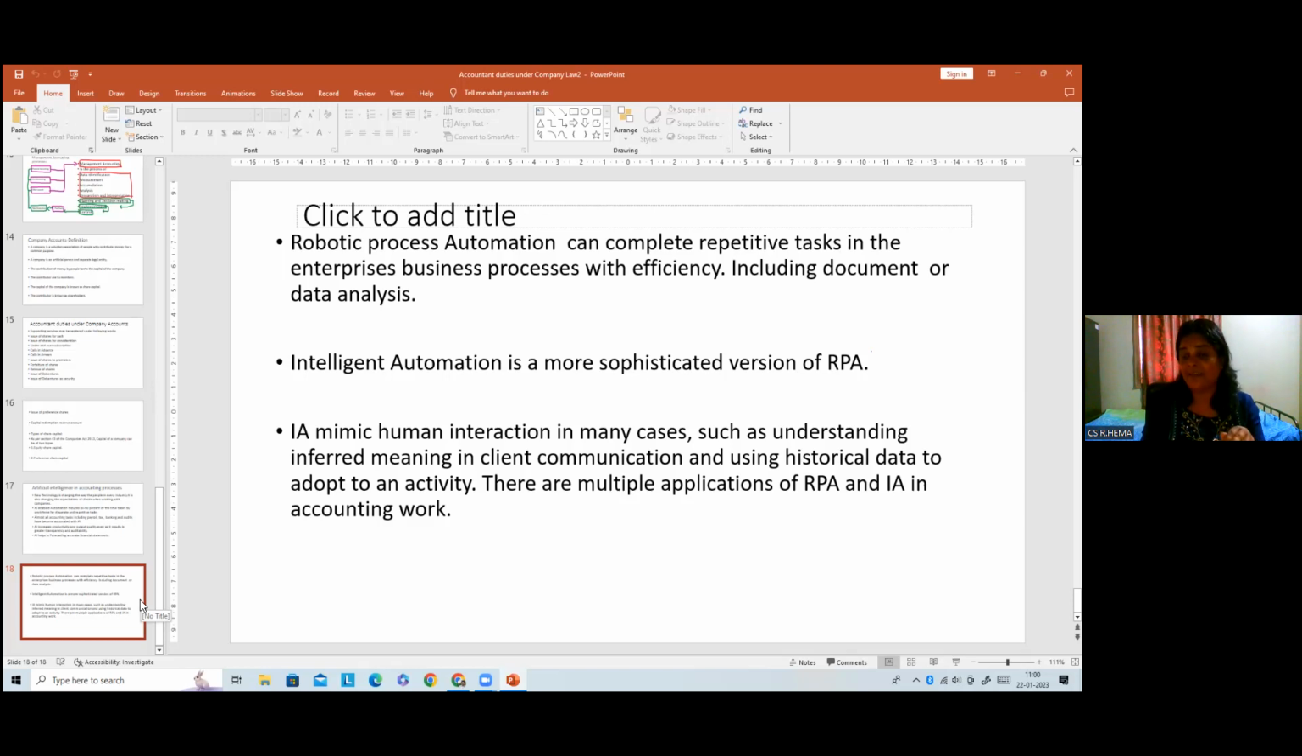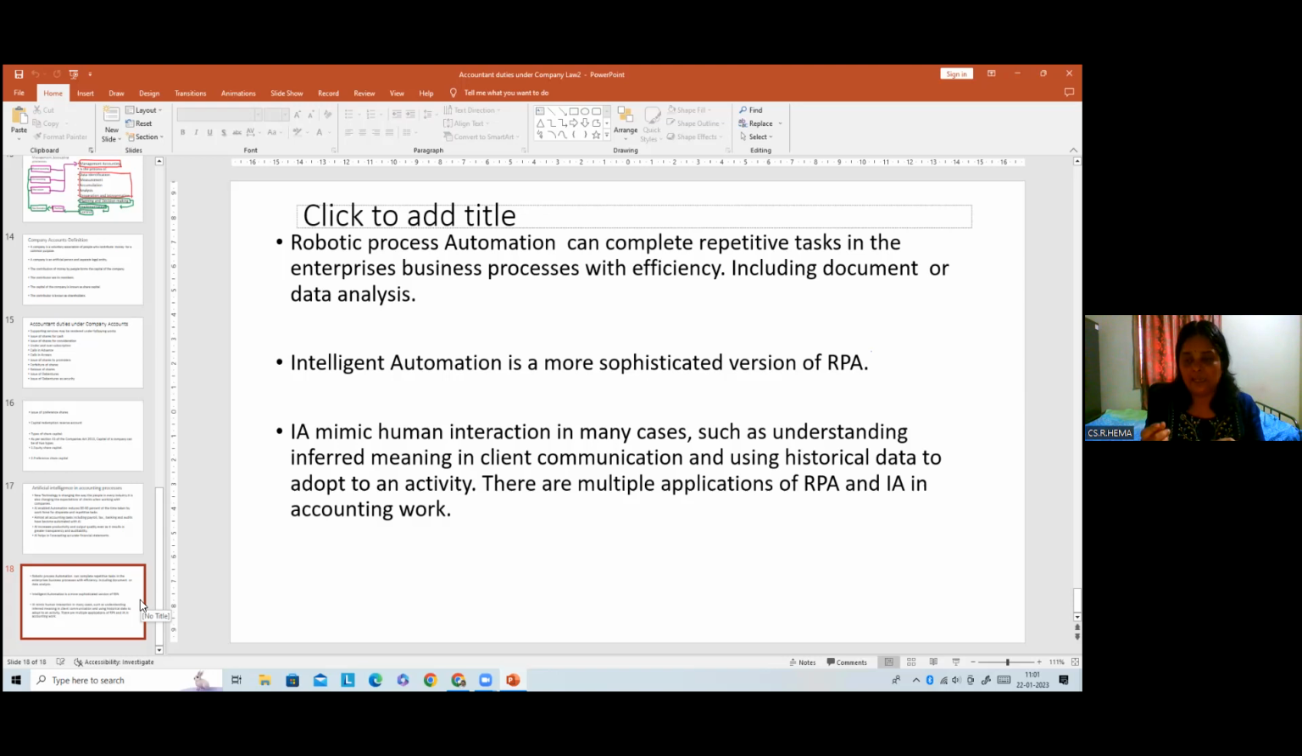In that intelligent automation, what functions are all happening? You see, IA mimics human interaction in many cases. For example, in a board meeting, if they are discussing a new topic, it will gather that information. That artificial intelligence system-enabled computer will mimic human interaction in many cases, such as understanding inferred meaning in client communication. The company will record the client communication.